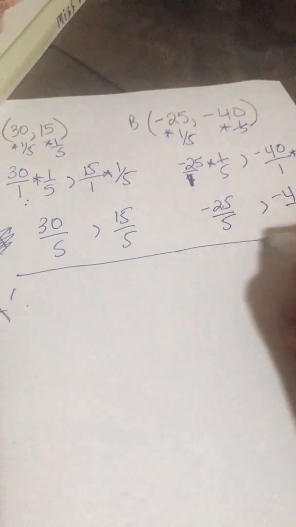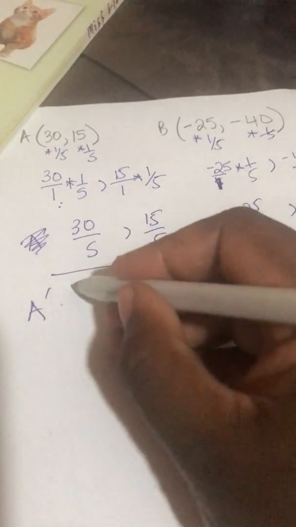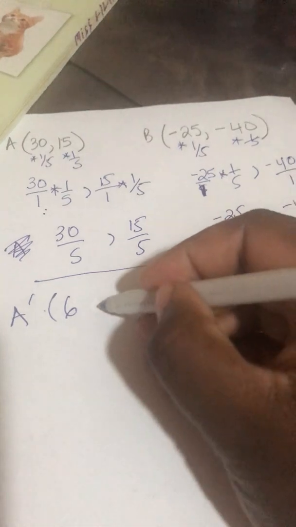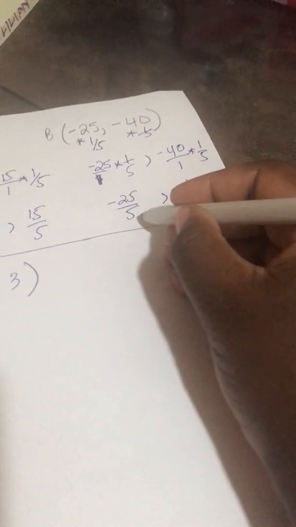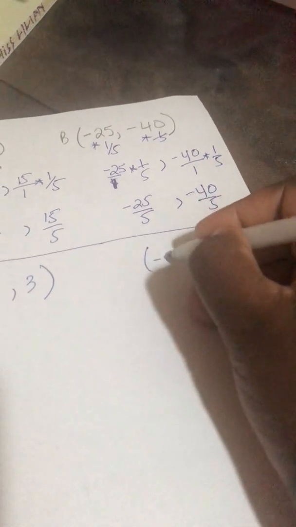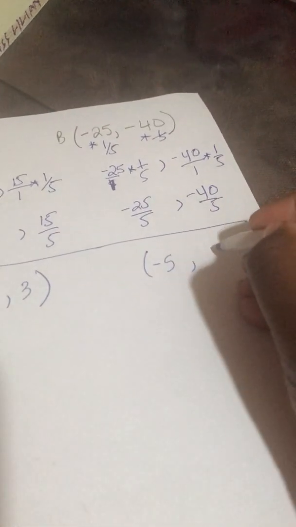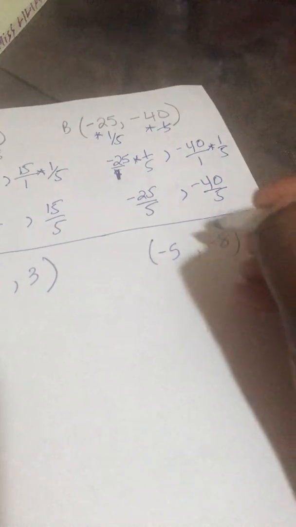Now you do your answer. 30 divided by 5 is 6. 15 divided by 5 is 3. Negative 25 divided by 5 is negative 5. Negative 40 divided by 5 is negative 8.